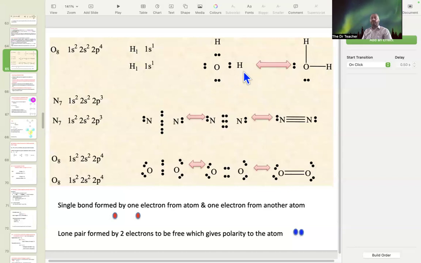So you can draw the Lewis structure either using dots or crosses, bonds, and dots. Now if we look at the structure of water, it's an angular structure. There is an angle here. Angular structure, and the two lone pairs stabilize the structure.